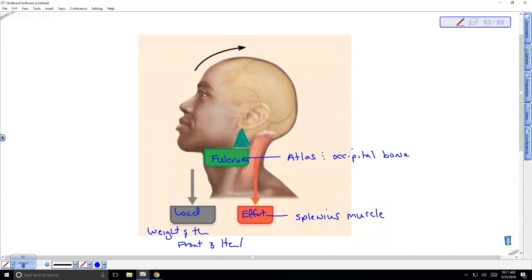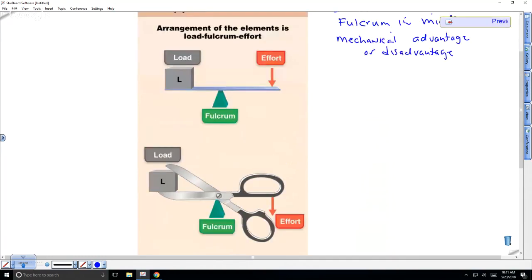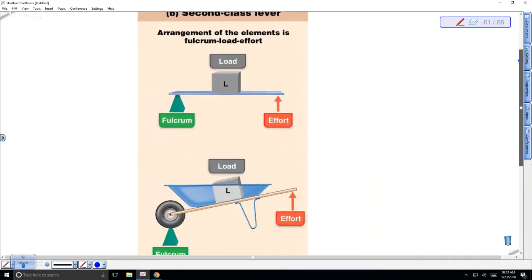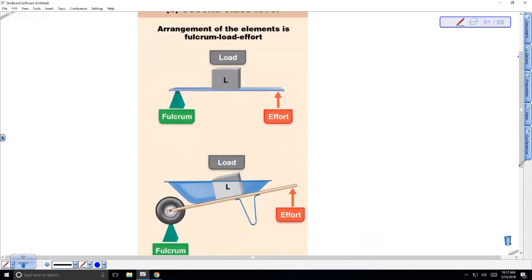Okay, so if we look at these other ones, the second class lever, a good example of this is the shovel, right? Oh, actually, no, my second class lever is not the shovel. This is where the load is in the middle. So this would be like a wheelbarrow, okay? So just put second class, load is in the middle.